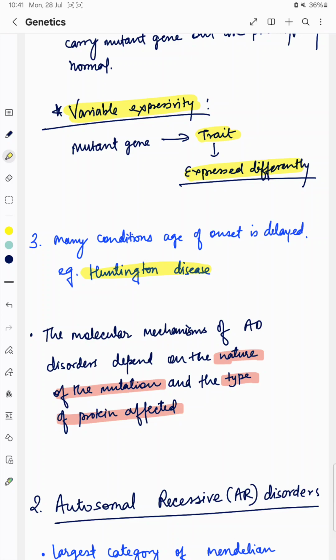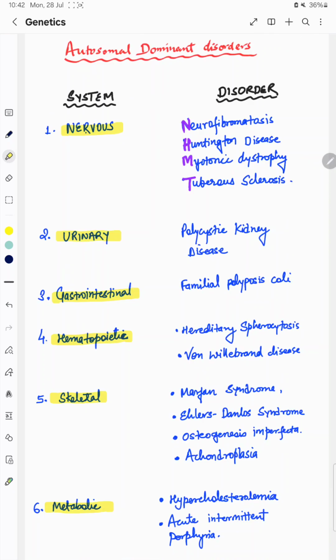So this is a brief about autosomal dominant disorders. Now we will discuss examples of autosomal dominant disorders, or common diseases where we see this kind of genetic defect. Here we discuss system by system. In the nervous system: neurofibromatosis, Huntington disease, myotonic dystrophy, and tuberous sclerosis.